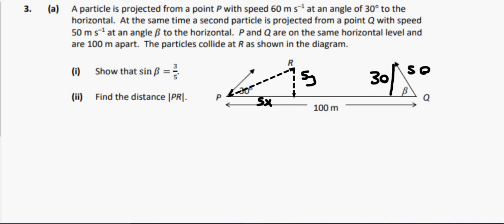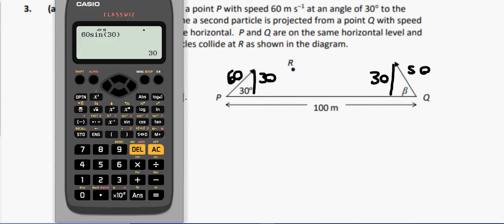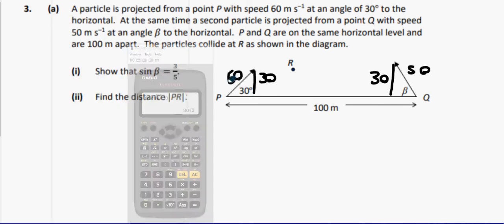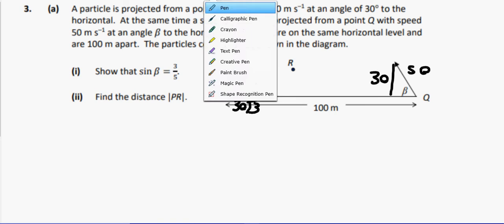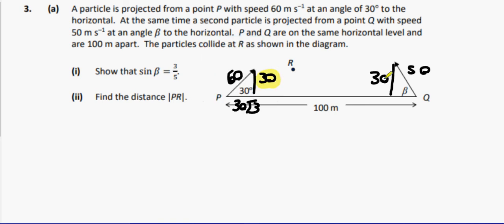All right, so let's do this really quickly. We have a lot of information about this one. We know it goes at 60, and this is 60 sine 30, and this is 60 cos 30. 60 sine 30 is actually 30, and 60 cos 30 is 30 root 3.